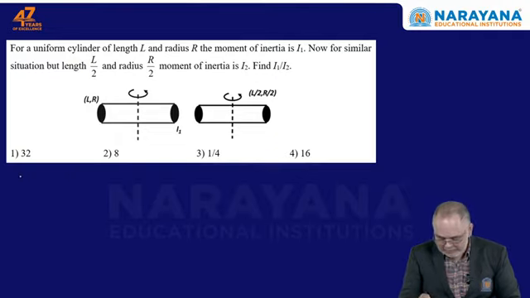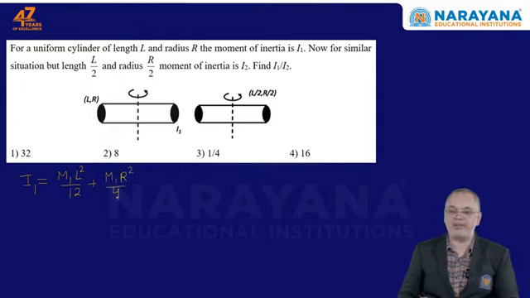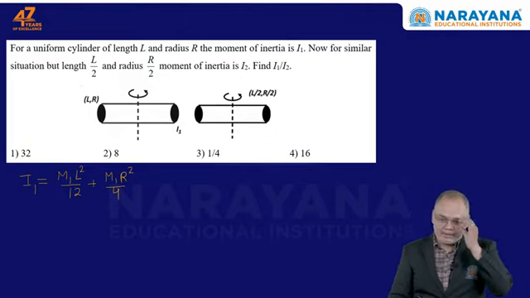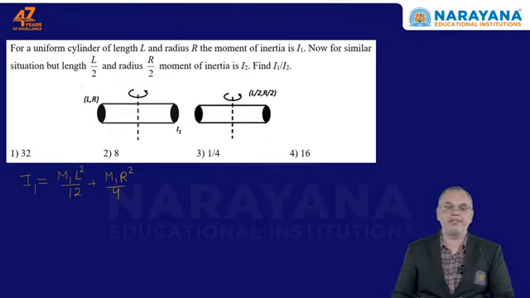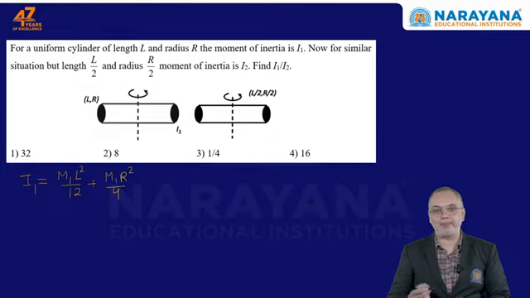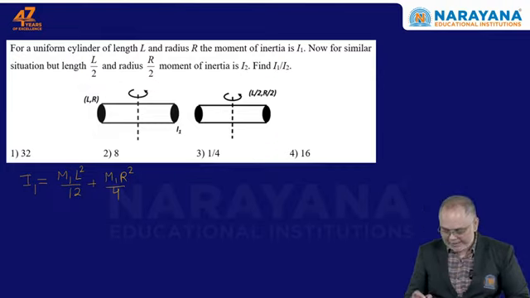So we can write the moment of inertia about this axis. I1 is m1 L square by 12 plus m1 r square by 4. This is the moment of inertia of the first cylinder. Now we are changing the length and the radius, then what will happen? Mass will also change.